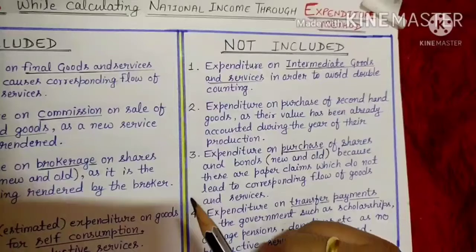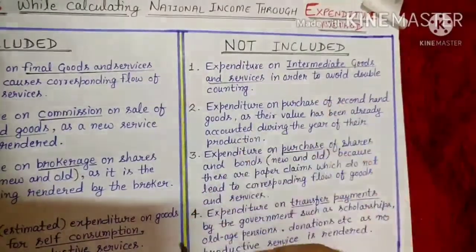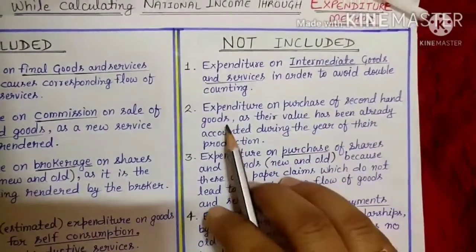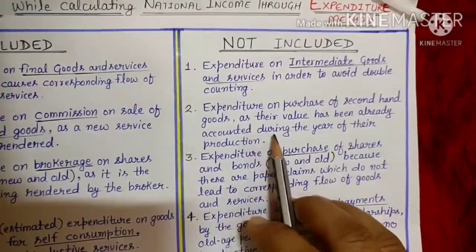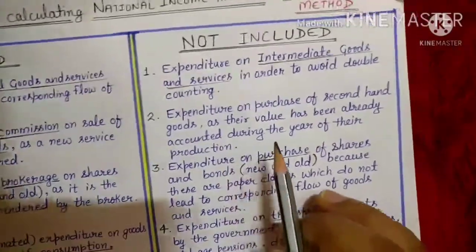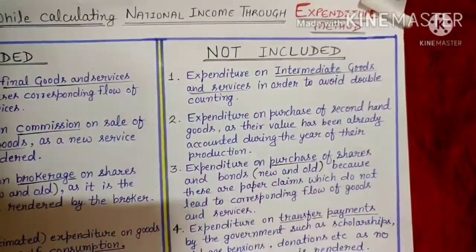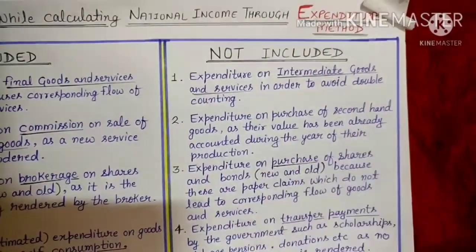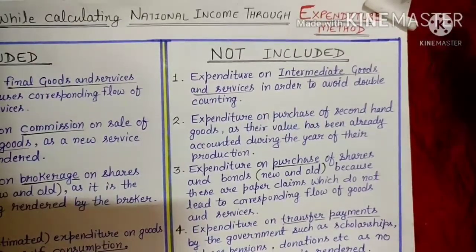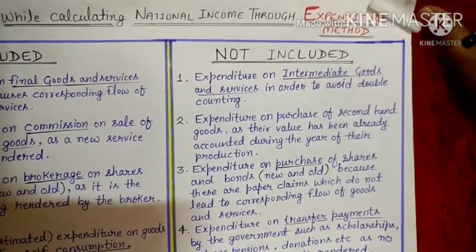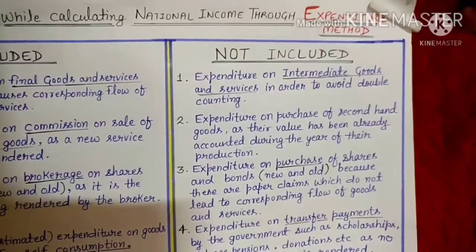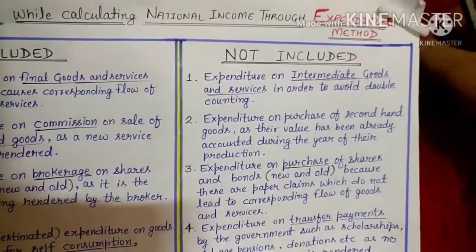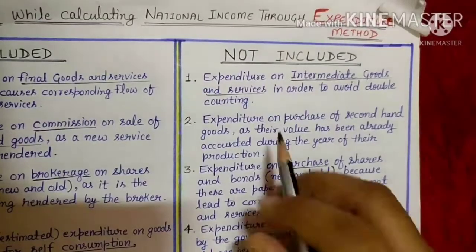So what should I do? Should I include that expenditure or not? We should not include expenditure on the purchase of second-hand goods, as their value has already been accounted for during the year of production. Let's understand what this means. When I purchased that bike for 70,000, that expenditure was already counted. So when another person purchases that second-hand bike from me after 1 year at the same price, we should not include that price.